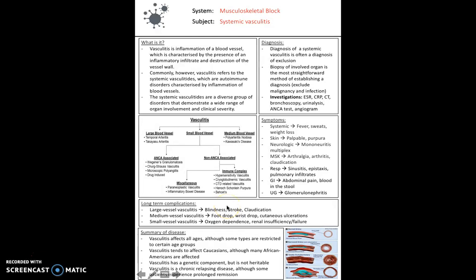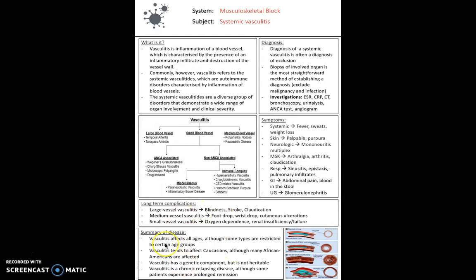Just to give a brief overview of systemic vasculitis, there are complications that can ensue. As a result of large vessel vasculitis, it can lead to blindness, stroke and claudication. Medium vessel vasculitis can lead to foot drop, wrist drop and cutaneous ulcerations. And small vessel vasculitis can lead to oxygen dependence, renal insufficiency and renal failure.